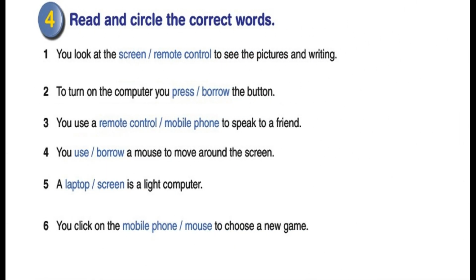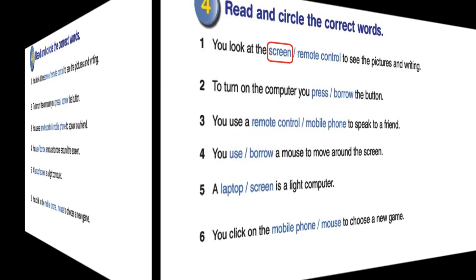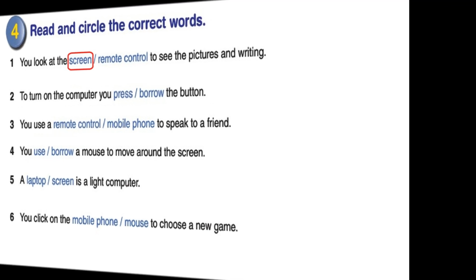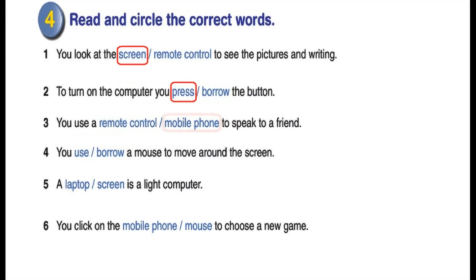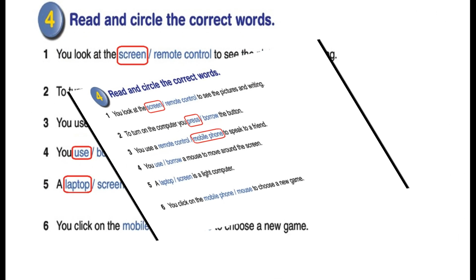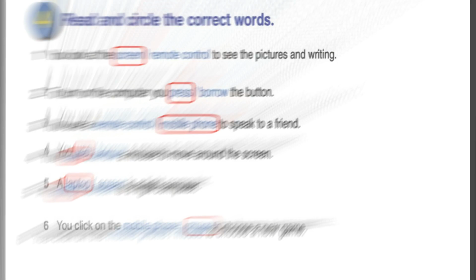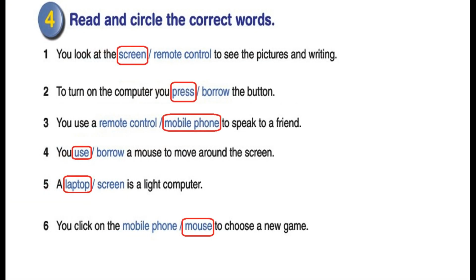Four. Read and circle the correct words. 1. You look at the screen to see the pictures and writing. 2. To turn on the computer you press the button. 3. You use a mobile phone to speak to a friend. 4. You use a mouse to move around the screen. 5. A laptop is a light computer. 6. You click on the mouse to choose a new game.